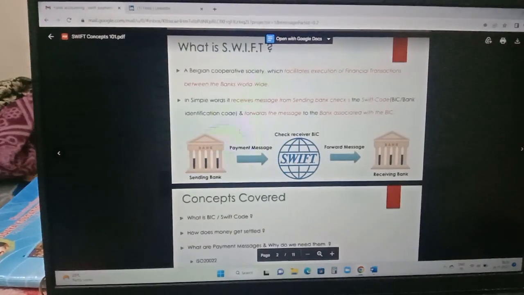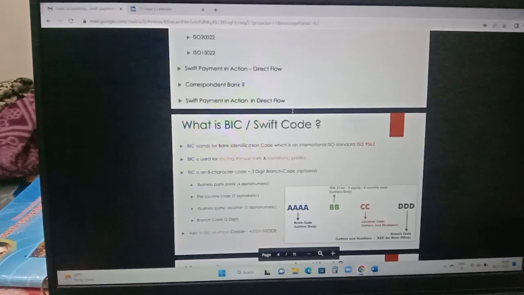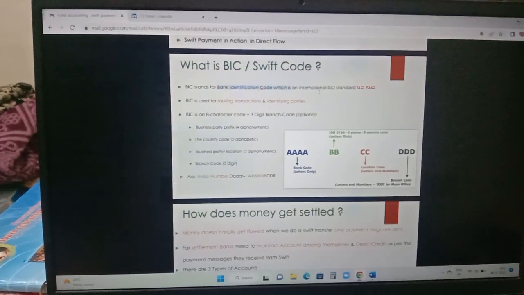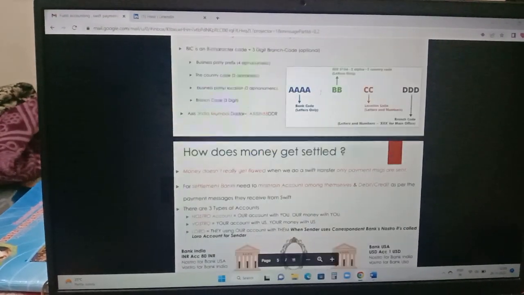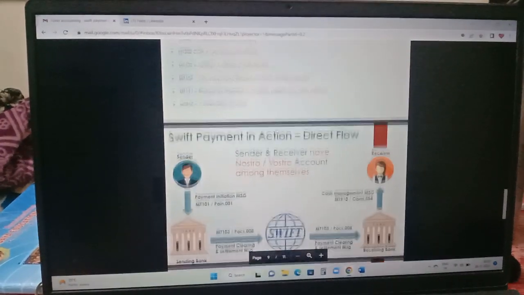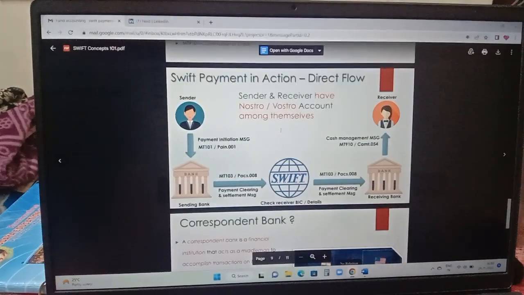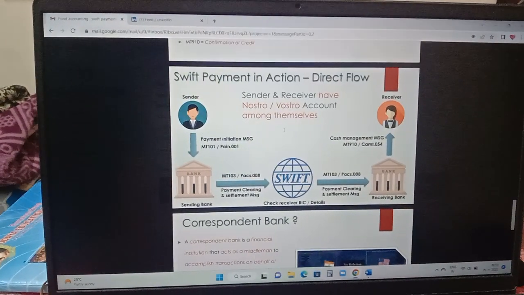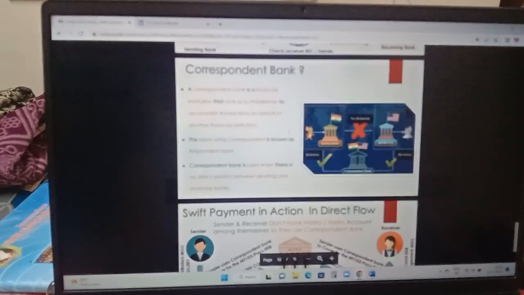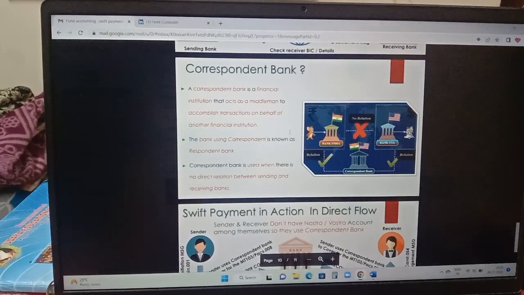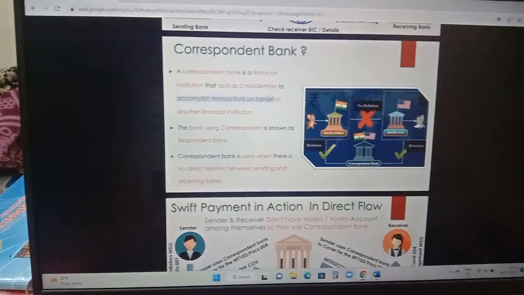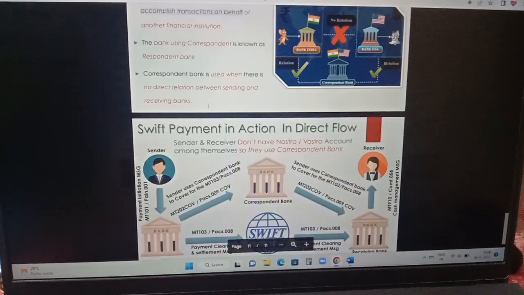And let's talk about BIC now once again. BIC means Bank Identification Code, which is an international ISO standard 9362. This is also an interesting PDF, which has a lot of information and the SWIFT cycle, how it works. Sender and receiver have Nostro or Vostro accounts among themselves. Correspondent bank: a correspondent bank is a financial institution that acts as a middleman to accomplish transactions on behalf of another financial institution.